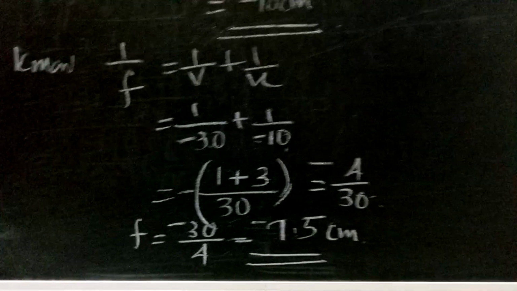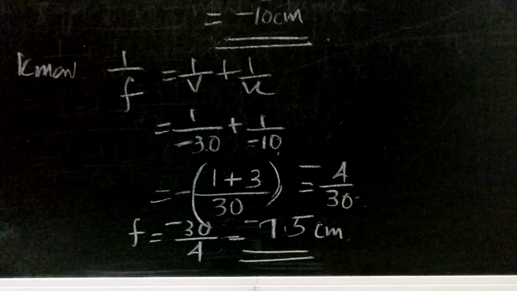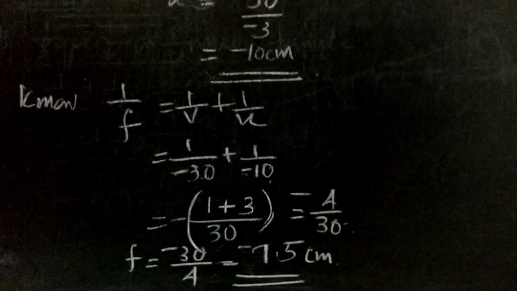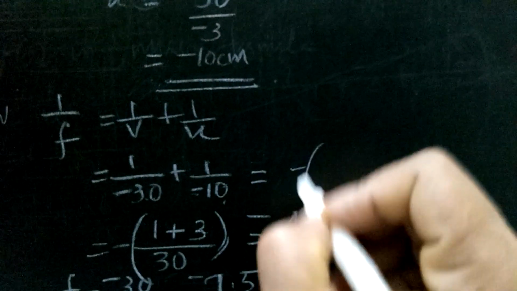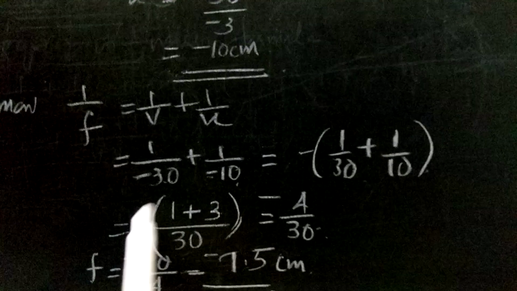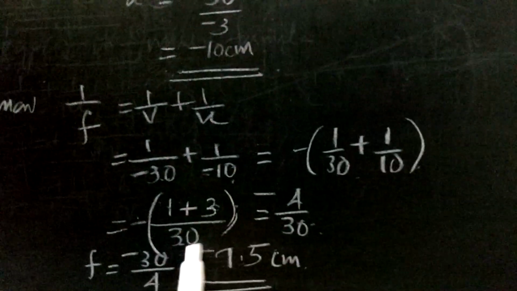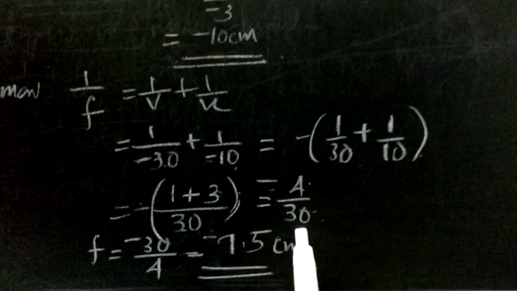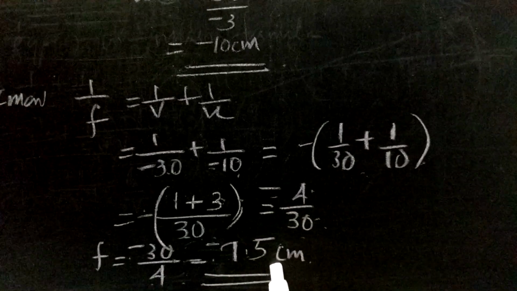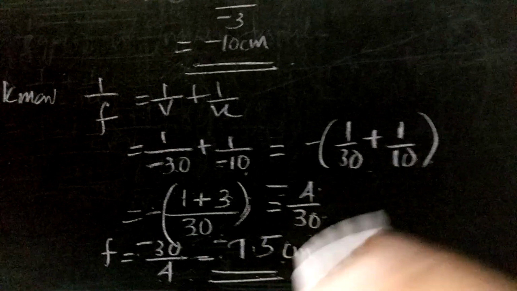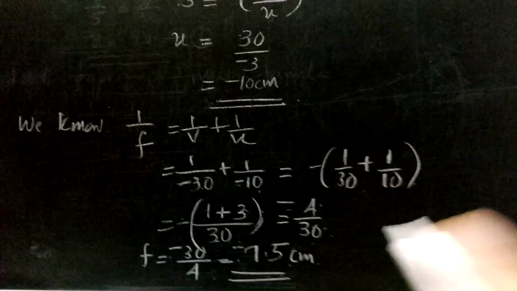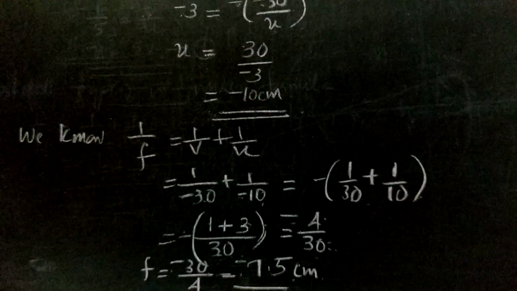Is it clear? So here 1 by v plus 1 by u is equal to 1 by f. So 1 by negative 30 plus 1 by negative 10. So here you can write negative of 1 by 30 plus 1 by 10. So negative of 1 plus 3 divided by 30, 30 is the LCM, so negative 4 by 30. So f is equal to negative 30 by 4, that is equal to negative 7.5 centimeter. So this is the answer, focal length. Then identify the mirror: I told you it is a concave mirror, and here the focal length is also negative. Then represent it with a diagram.